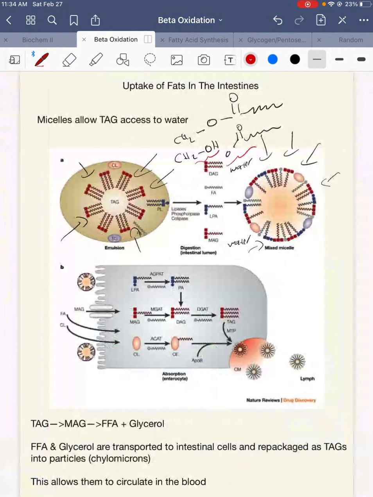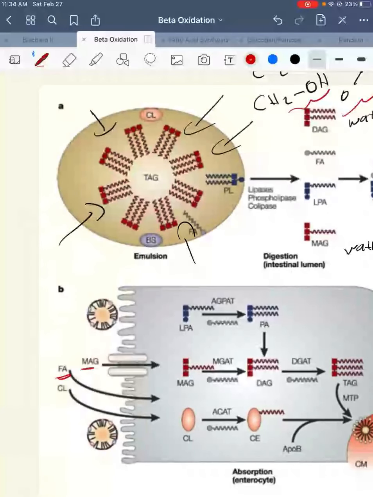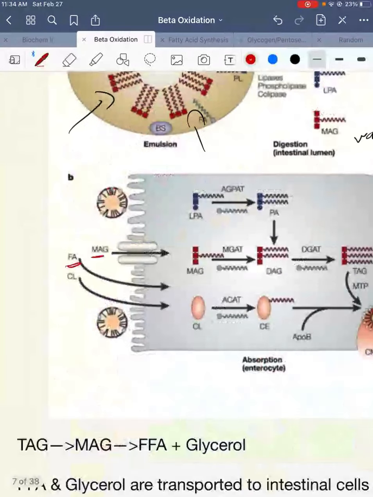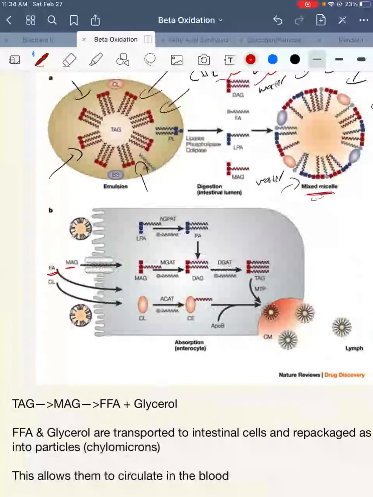Okay, so after we do this, so this is the micelle, so this forms by itself. The micelle is broken down by lipases, and we get different tags. You can get a monoacyl glycerol here, and both of those can enter the intestinal cell because they have their specific transporters. If we leave them as micelles, they won't be able to enter the intestinal cell. So after we break them down into free fatty acids and glycerol, they're then transported inside the intestinal cell.